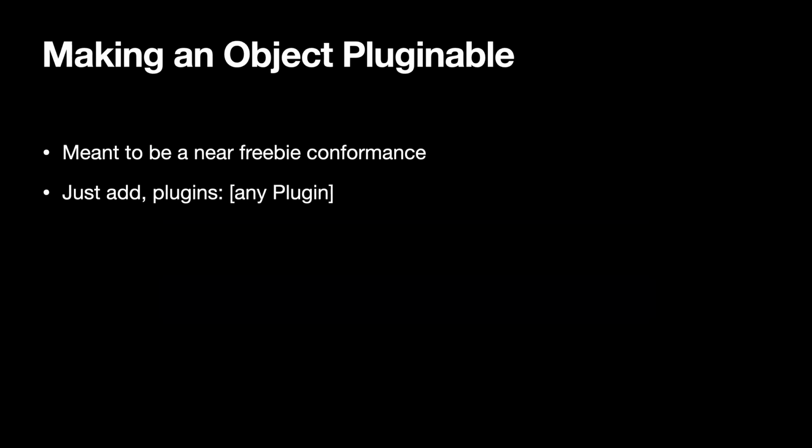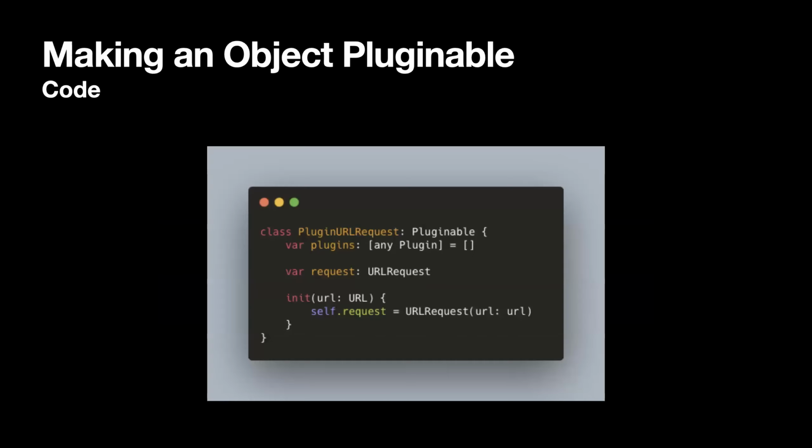So to make an object pluginable, it's pretty much a freebie conformance. All you need to do is add an array of plugins, any plugin. And that's all you have to do for making an object pluginable. So what does that mean? I have this plugin URL request that has a URL request, and I added pluginable. All I had to do is add that one line that says plugins, any plugin equals an empty array. I can add plugins by default, I can add plugins in the initializer, or I can just register plugins to it later on.